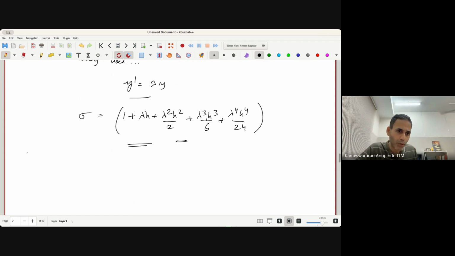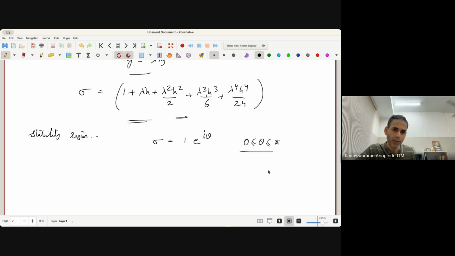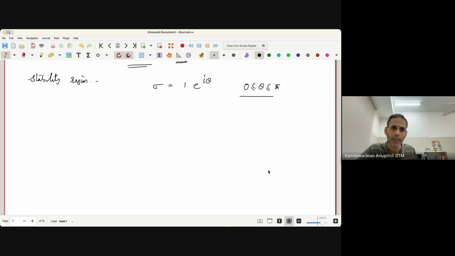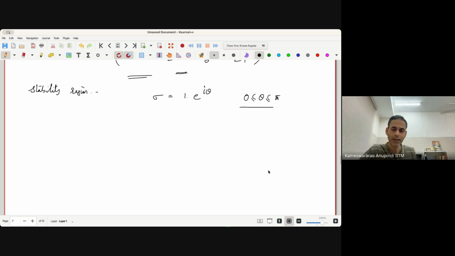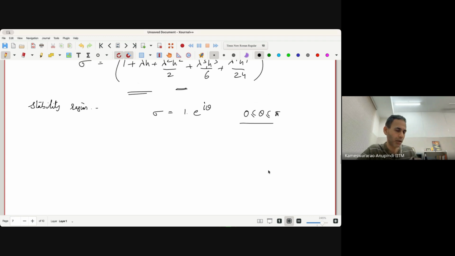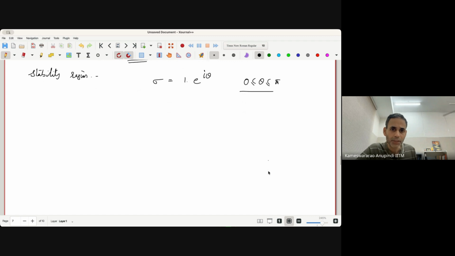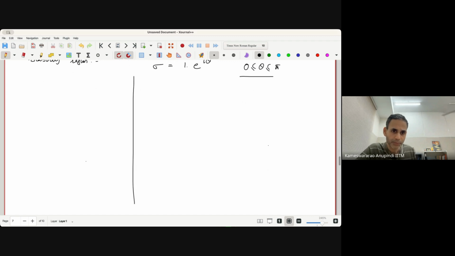So again, if I want to obtain the stability region, right, then what should I do? I basically would equate this sigma value equal to 1 times e to the power i theta. I'm going to vary my theta from 0 to pi and then calculate the stability region. So if I do all this, again using a complex root finding polynomial or root finding method, or if I use a system of nonlinear equations or something, in which case I'm going to get the stability region.